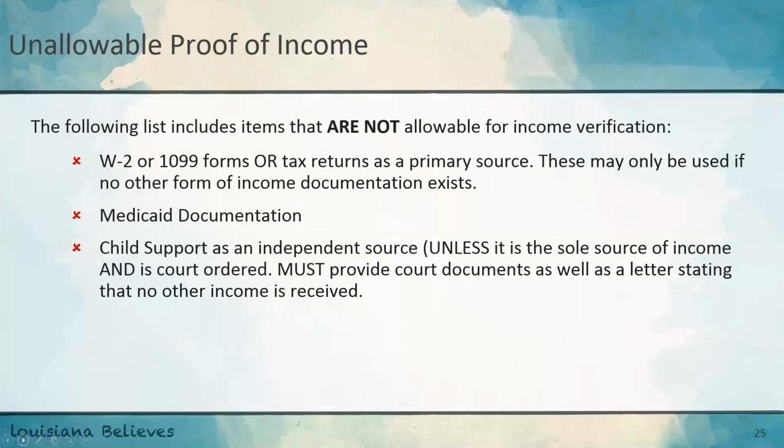Medicaid documentation is another item that cannot be used. The income limits for Medicaid eligibility may differ from those allowed for publicly funded pre-K programs. Child support should not be used as a sole source of income. If the family states that it is their only source of income, they'll need to provide documentation showing that it is court-ordered and write a letter stating that no other income is received. They can also use the statement of no income form for this.